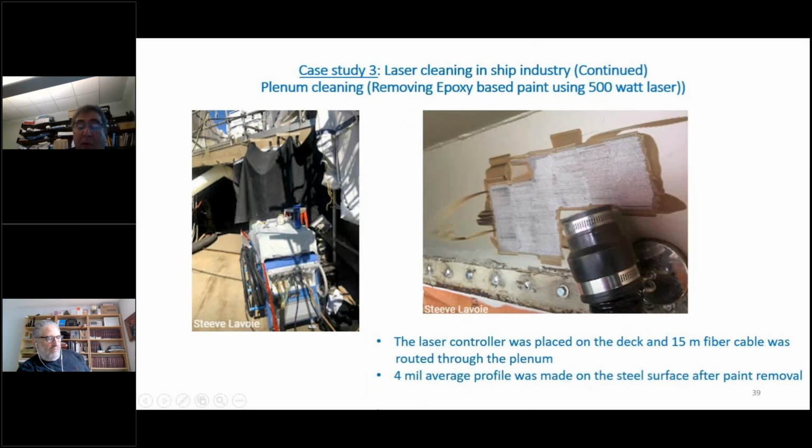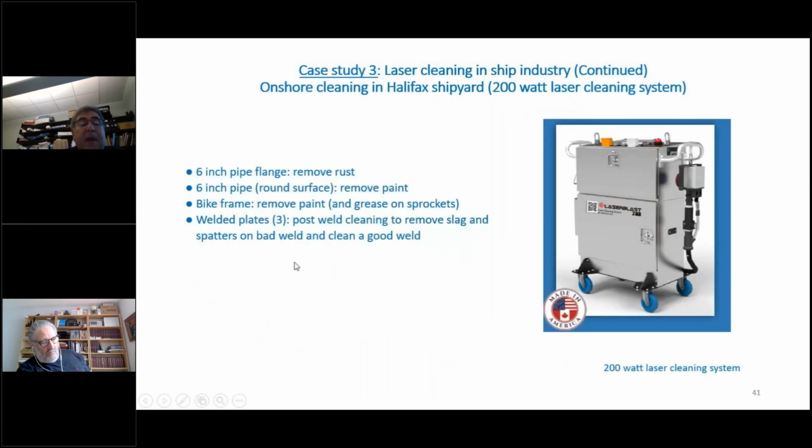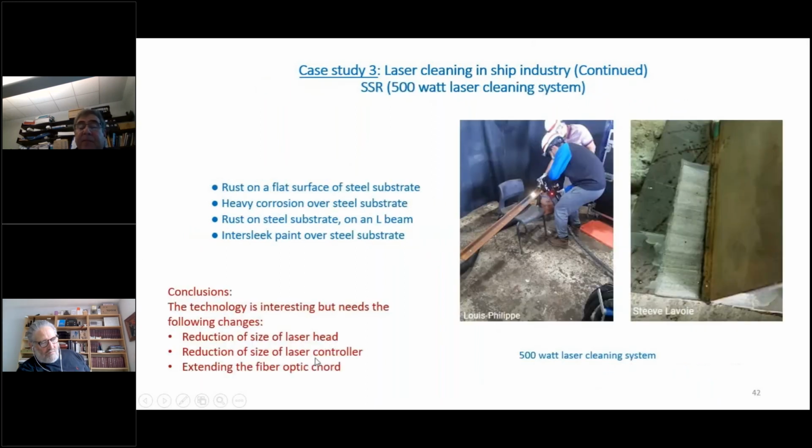Also, a 4 mil average profile was made successfully for the bilge area, which is down at the bottom of the ship. The 100-watt laser was taken down, and some cleaning was done. And the 200-watt was done for onshore cleaning in Halifax shipyard for removing rust and paint from different surfaces.